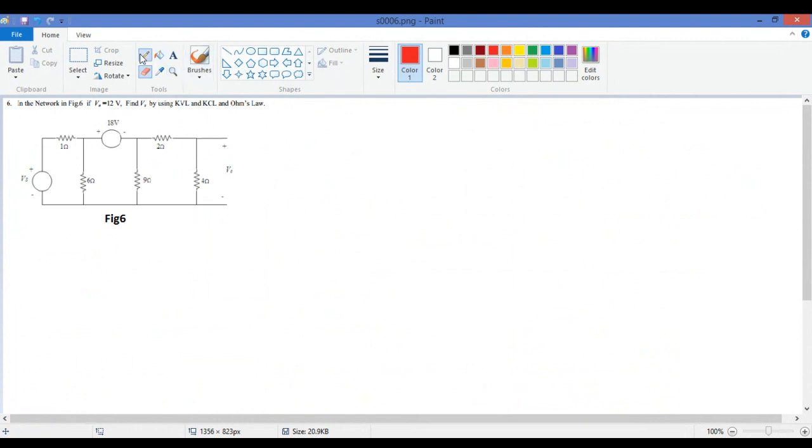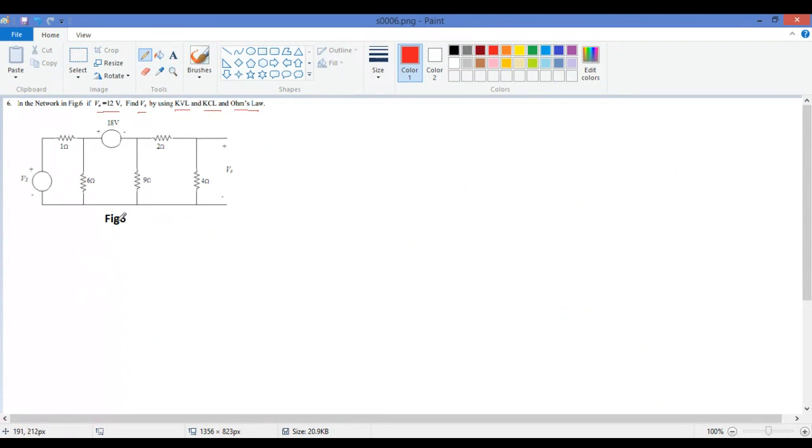Now let's see. V naught is equal to 12 is given here, and we have to find out Vs using KVL and KCL and also Ohm's law. We know that Ohm's law is V equal to IR. KVL says that within a loop, the sum of all voltages is 0. And KCL says the current entering the terminal is the same as the current leaving the terminal.